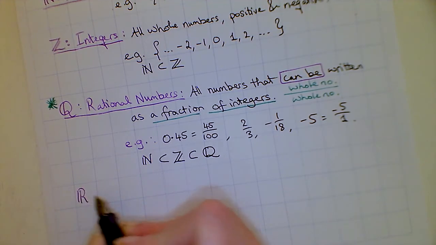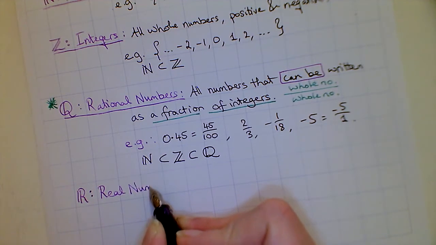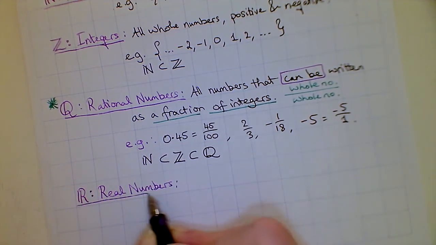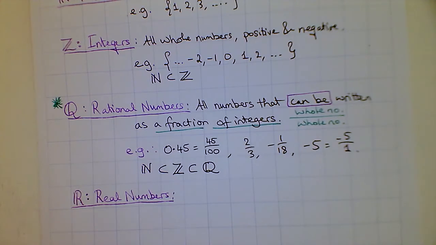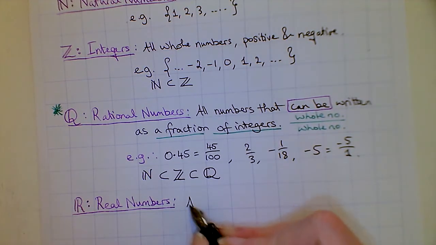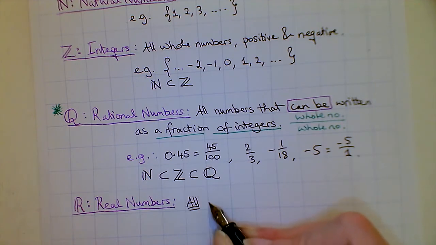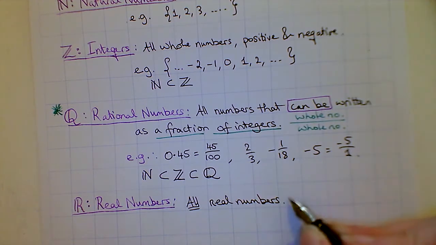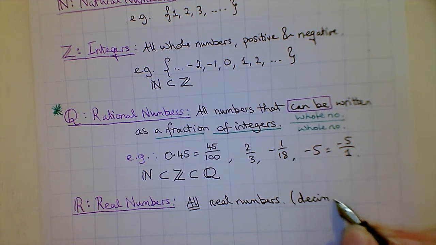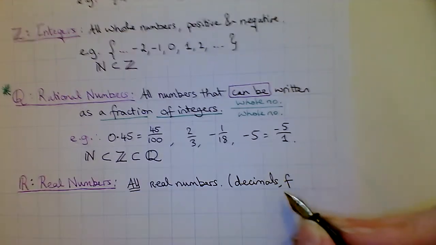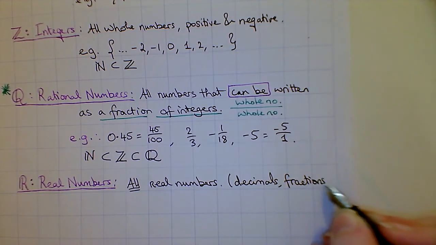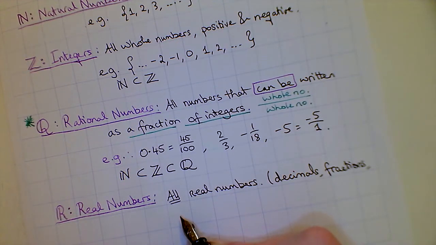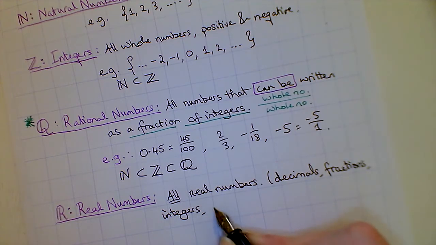And then the final set that we have is the real numbers. And these are all numbers. All real numbers. Decimals, fractions, integers, etc.